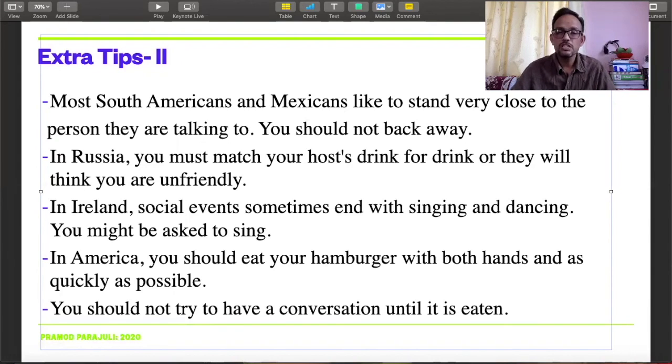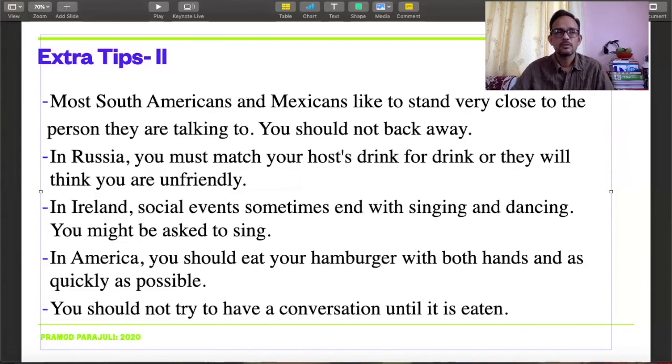In Russia, you must match your host's drink. It means your drink and the host's drink should match. And if you drink a different drink, they might think that you are unfriendly.